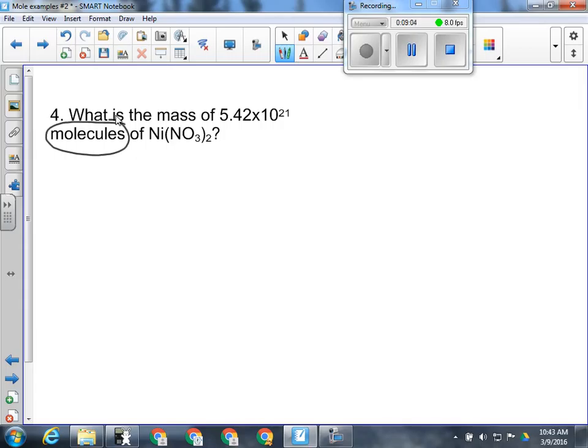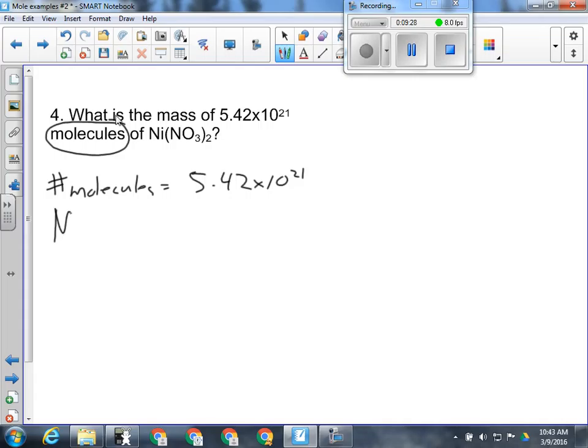All right, so we are told the number of molecules, and it is 5.42 times 10 to the 21. Is that more or less than 1 mole? That is way less. This is about 100th of a mole. It's 2 factors of 10 smaller than a mole. So what else do we have?